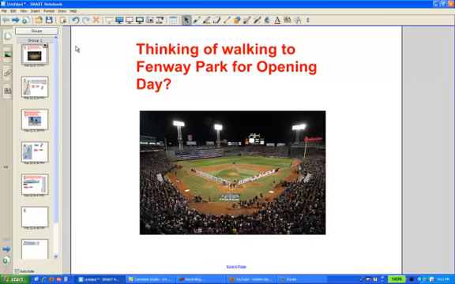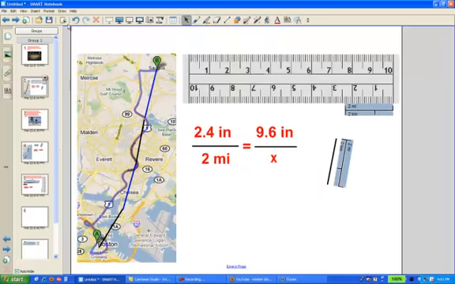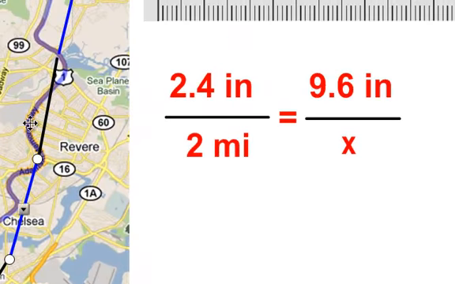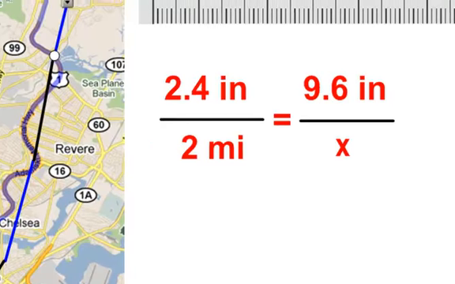Alright, I thought it would be fun to just take a little walk around the world. If we're thinking of walking to Fenway Park for opening day, well, this is what we'd be up against. It's going to be about 2.4 inches for every 2 miles. So if we're going from Saugus over here to Boston, we're going to go through 1, 2, 3, 4 of these 2.4 inches. I measured them against my 2 miles, as you see right over here.